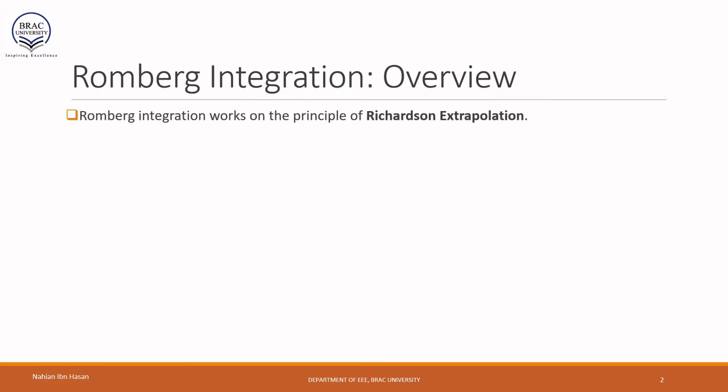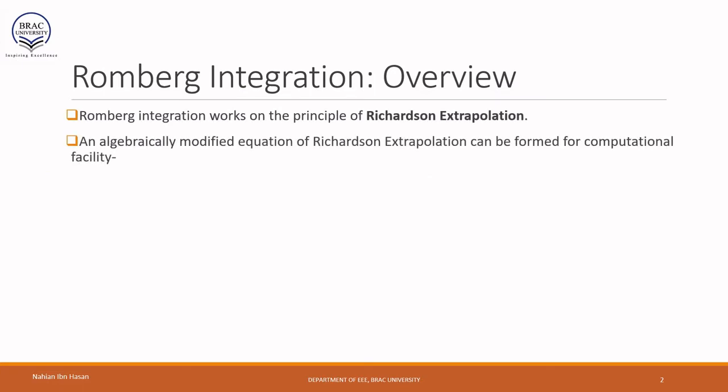So Romberg integration is basically based on the Richardson extrapolation. In Richardson extrapolation, we have seen that if you have some preliminary results with Newton-Cotes formulas like the trapezoidal rule or Simpson's 1/3 or 3/8 rule, you can easily use those preliminary results to find a better approximated result using the Richardson extrapolation.